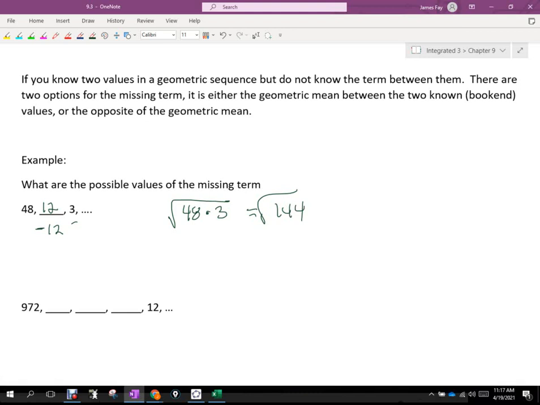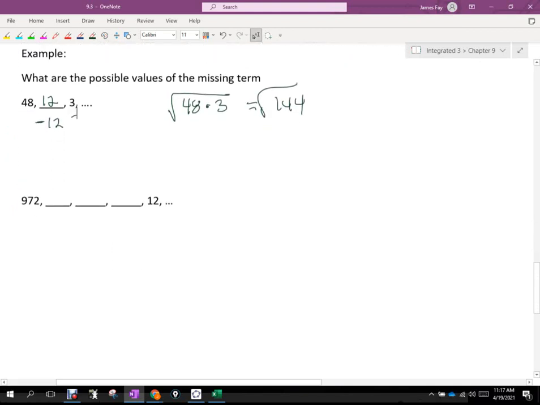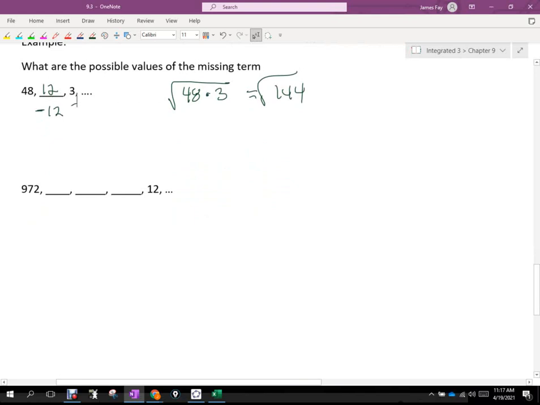Because I don't know any more information in this list, I only know those two values. That does not tell me then whether this is a positive or negative 12. Does that make sense? Okay. So now we can do the same thing. As long as I have an odd number of missing terms in between two terms, okay, we should be able to do this process. So if I look at those two terms up there, 972 and 12, I want to find the geometric mean between those.